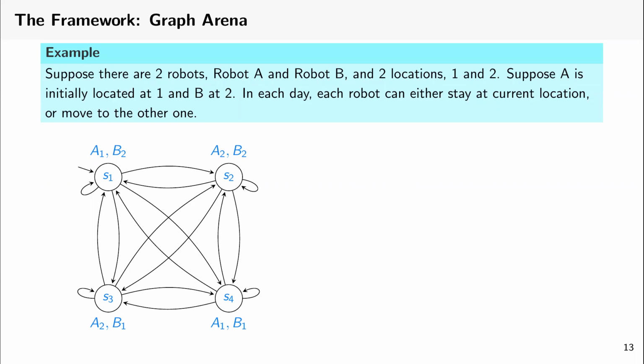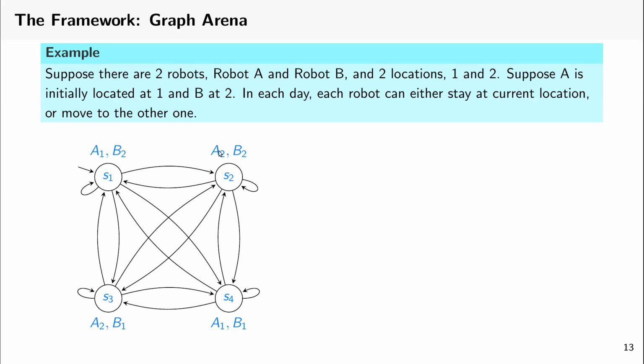To illustrate this, let's look at this example. Suppose we have two robots, robot A and B, and we have two locations, location 1 and 2. And suppose initially A is located at location 1 and B at 2. The game is discretized by day. In each day, each robot can either stay at the current location or move to the other location.